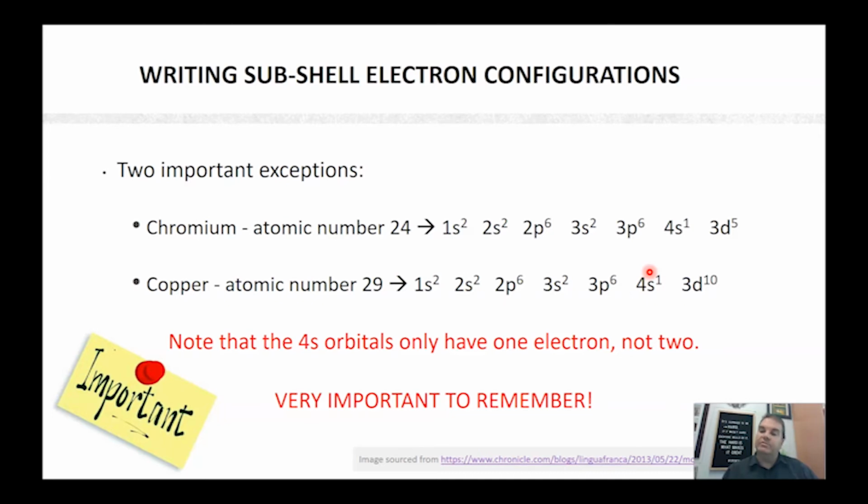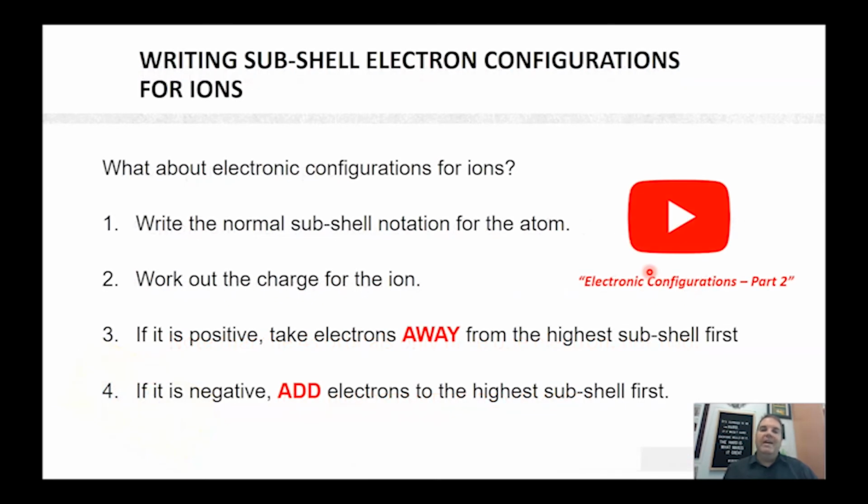If we're going to write the electron structure for an ion, though, it's very, very similar. There's just one extra step. So write the normal subshell notation for the atom, like we did for calcium with 1s2, 2s2, 2p6, 3s2, 3p6, 4s2. Then work out the charge. Now calcium, because it's in group 2, would have a 2+ charge.